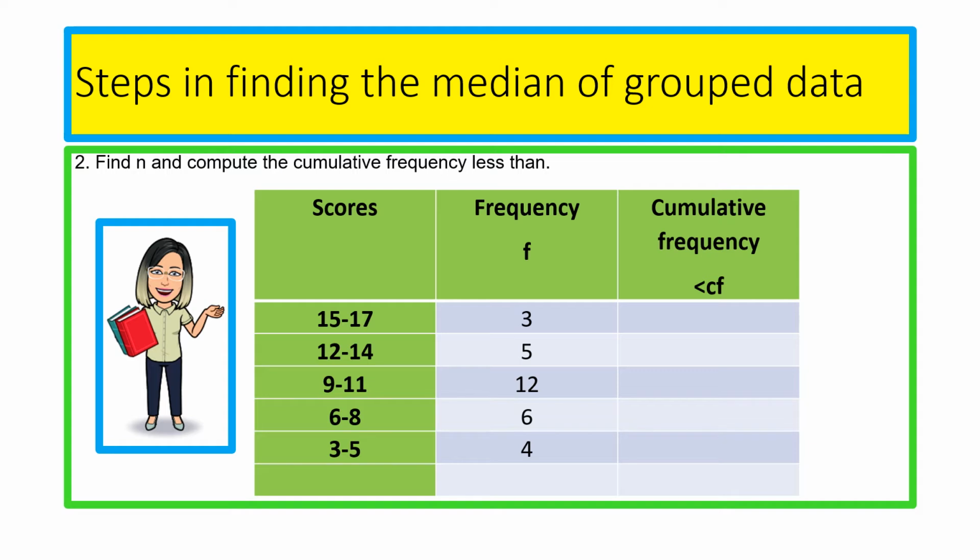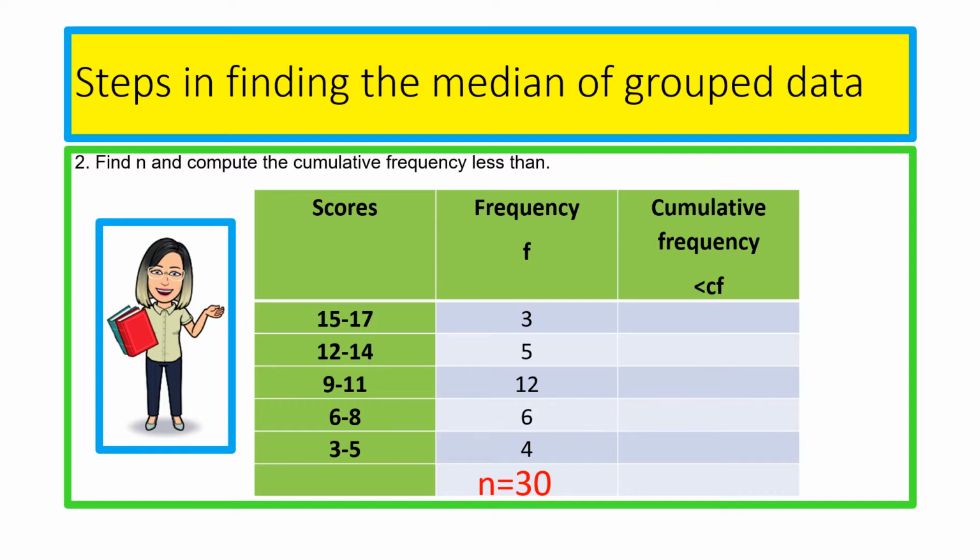We are in step 2. Find N and compute the cumulative frequency less than. So, how do we find N? We find the sum of all the frequencies. N is 30. We are going to find the cumulative frequency less than. Since N is 30, we'll start with 30.